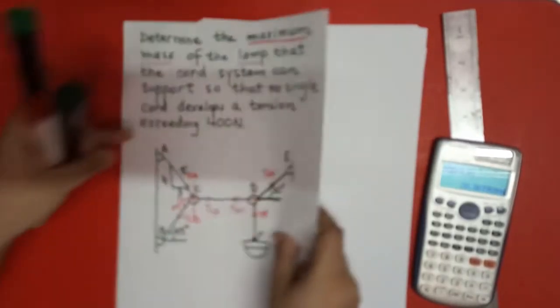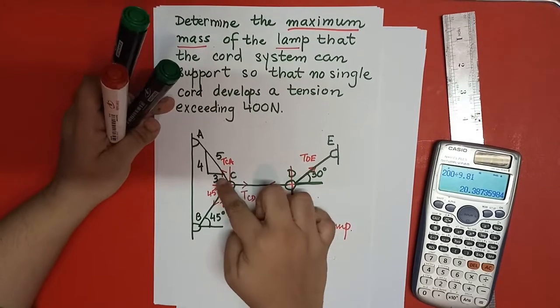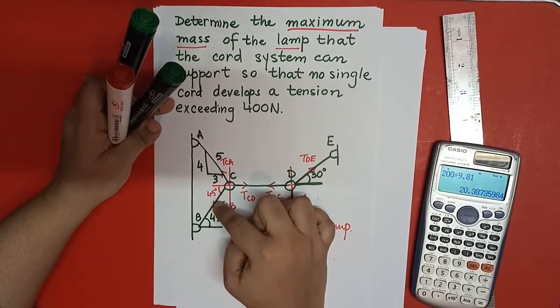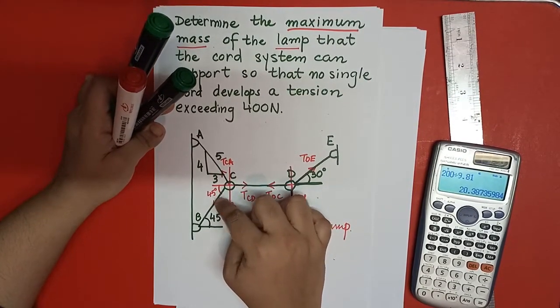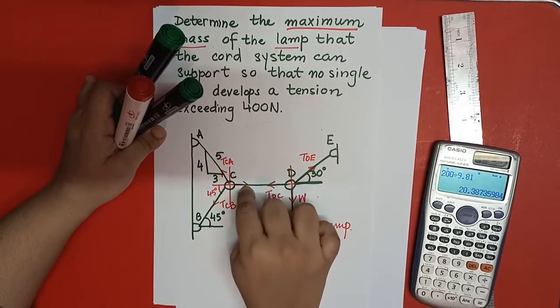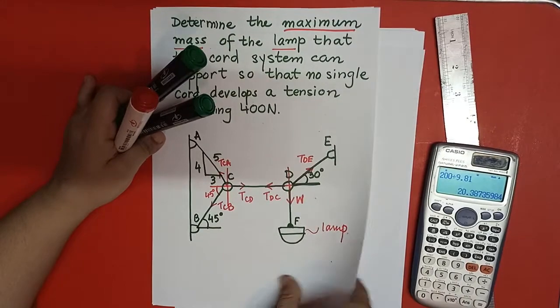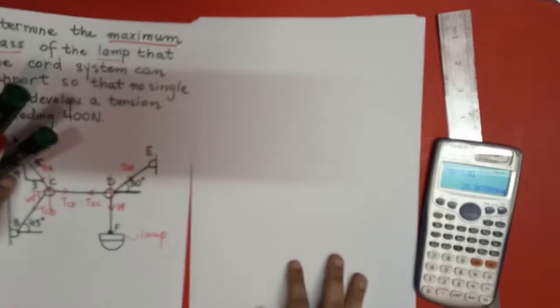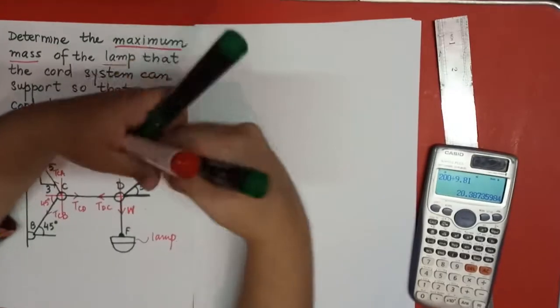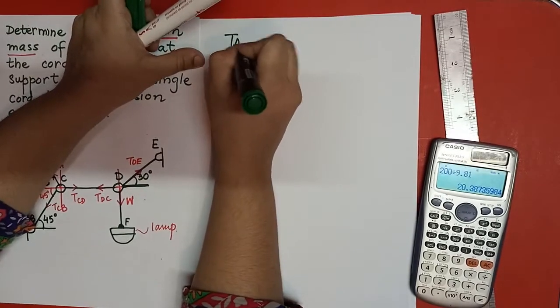Look at it, this is point C and there is a tension acting in the second quadrant, a tension acting in the third quadrant, and a tension exactly lying on the positive x-axis. There is no weight acting at point C. So next, I have to take point C.